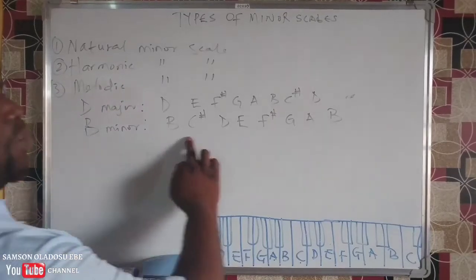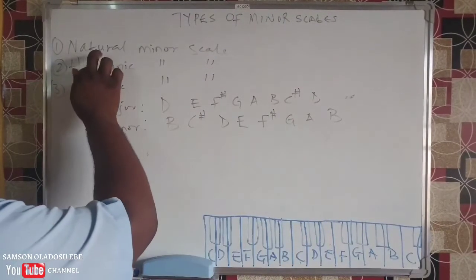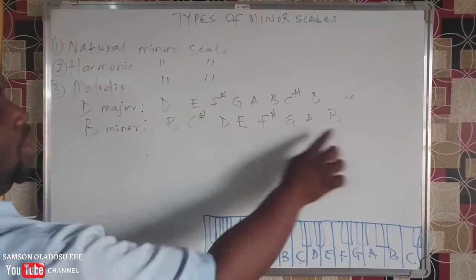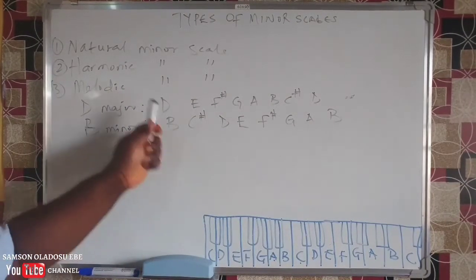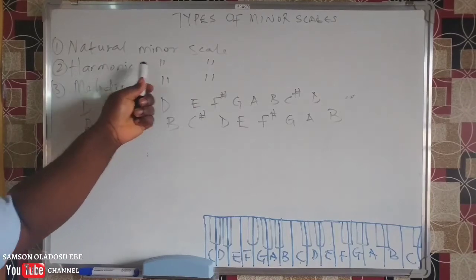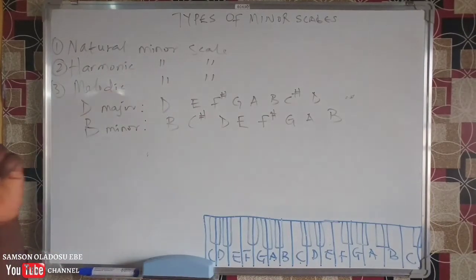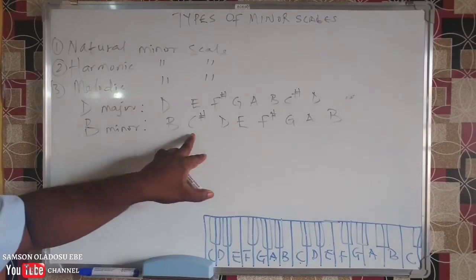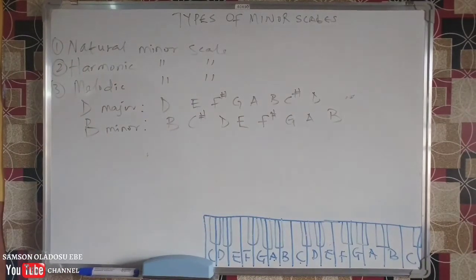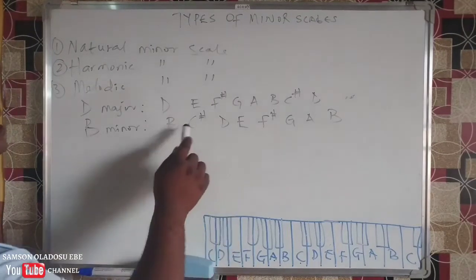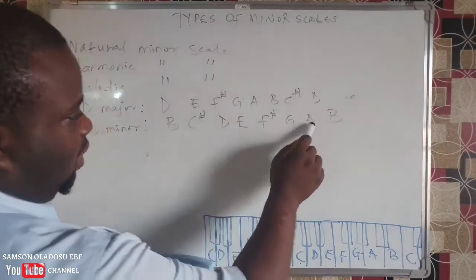Now, this that I've just written is a natural minor scale. Now, to make this scale a harmonic minor scale, what we are going to do is to raise the 7th degree of this scale by a semitone. What does that mean? You put a sharp on the 7th degree of the scale. So where is the 7th degree? 1, 2, 3, 4, 5, 6, 7. A.